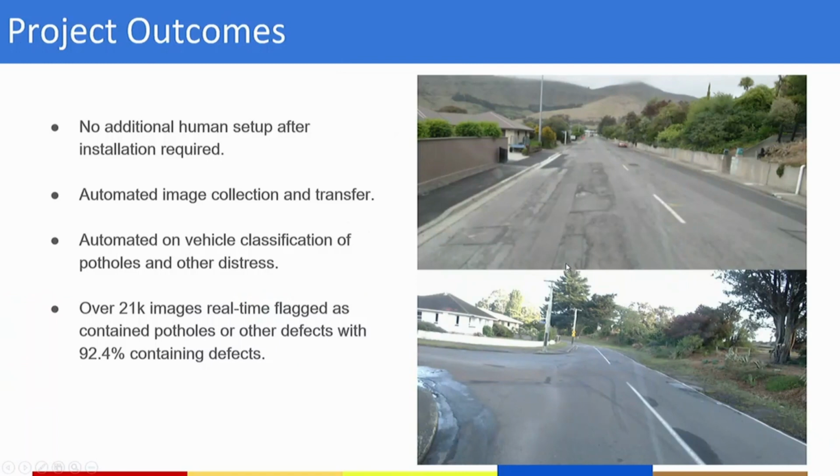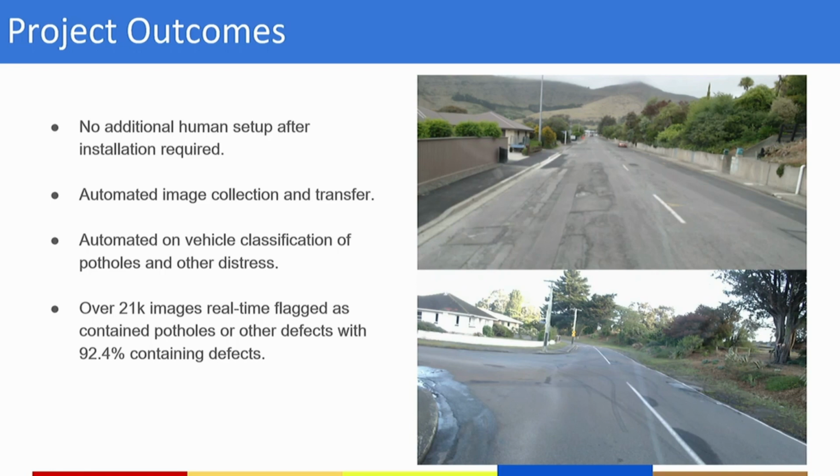In terms of output, there's no additional human setup. Everything's automatic, so you just plug it in. When the power turns on, everything runs. When it reaches the Wi-Fi point, everything gets dumped. It's automatic collection and transfer. It's automated classification on the fly.